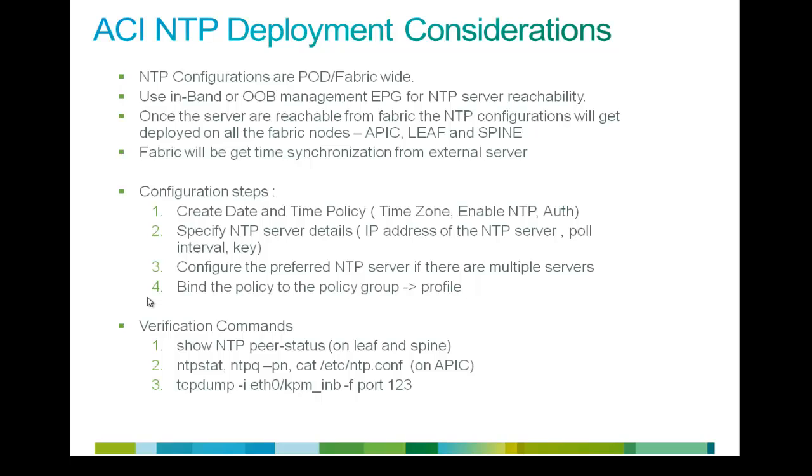As you are aware, all the configuration in the ACI fabric is policy based, so you need to define the policy. The first step is to define the date and time policy. In that policy, you will specify the time zone, whether you need to enable NTP or not, any authentication related parameters, and also what display format you want. Also, you need to specify the NTP server IPs and what interval you need to call the NTP server. If there is any key shared between the NTP server and client, or the NTP server requires any key to authenticate, you should specify the key as well. If you have multiple NTP servers, you can make one your preferred server.